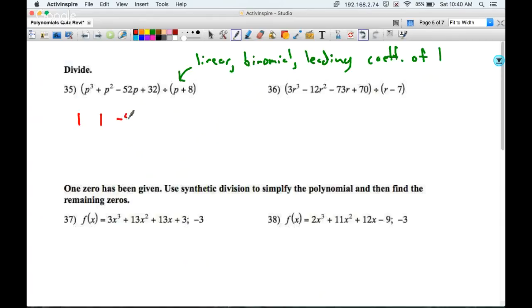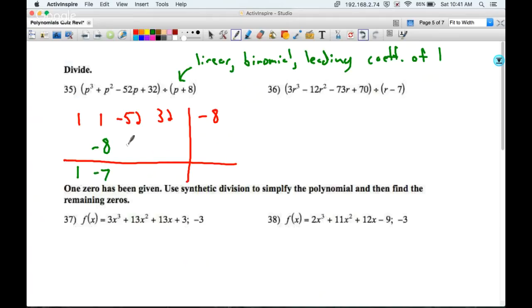1, 1, negative 52, 32. All right, what value makes this equal to 0? Another way to ask is, what is the root given by this? It's negative 8. And now we add, multiply by that negative 8. Add, we get negative 7, multiply by that negative 8. We get a positive 56. Add the column, we get a 4. This gives us a negative 32. Our remainder is 0. I put a box around our remainder.